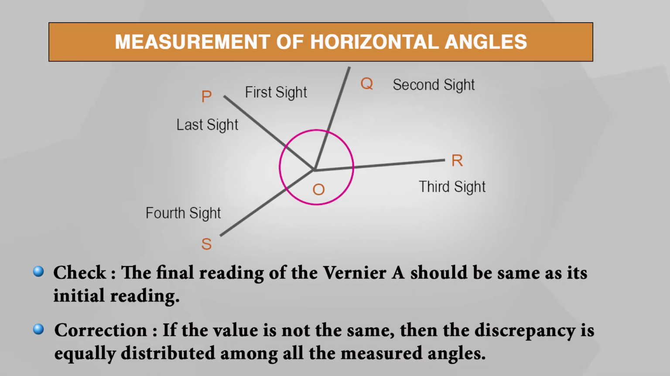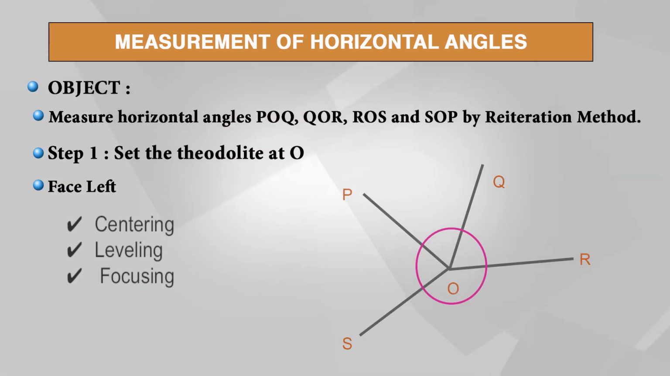Let us consider a case for measurement of horizontal angle using the repetition method. Suppose the theodolite is at point O, and around the point O there are 4 points P, Q, R, S, and it is required to measure the angles POQ, QOR, ROS and SOP, such that the sum of all the angles should be 360 degrees.